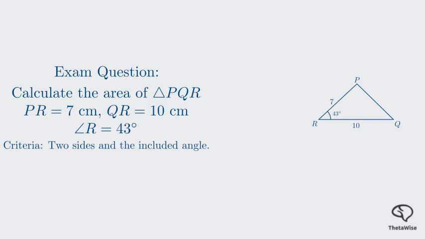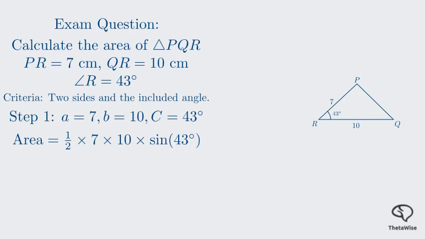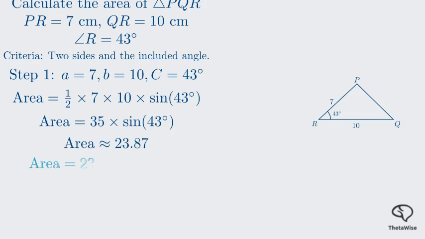Step 1 is to identify the sides and angle for the formula. a equals 7, b equals 10, and capital C equals 43 degrees. Now, we substitute these into our area rule formula. Using a calculator, we find that the area is 35 times the sine of 43 degrees, which is approximately 23.87. Our final answer is area equals 23.9 square centimeters, rounded to 3 significant figures.